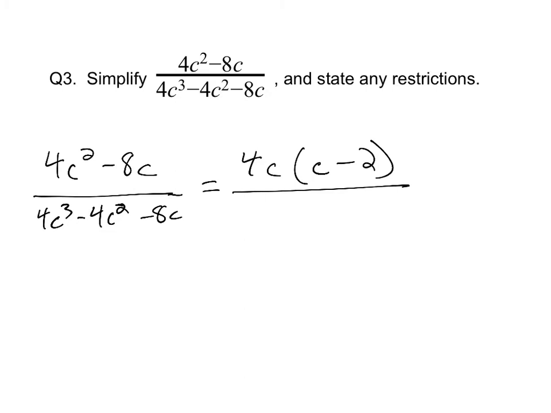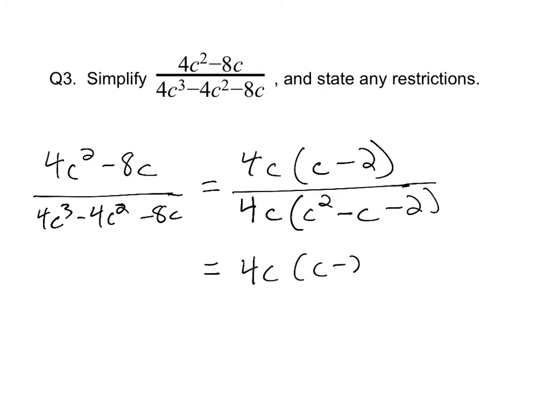Denominator, well, there is also a 4 that is common to each of these three terms, and there is also a c that is common to each of these three terms. So what is left when I factor 4c out? I have c squared, subtract c, subtract 2. So I factored 4c out of the numerator and denominator. Is there any more factoring which can be completed?